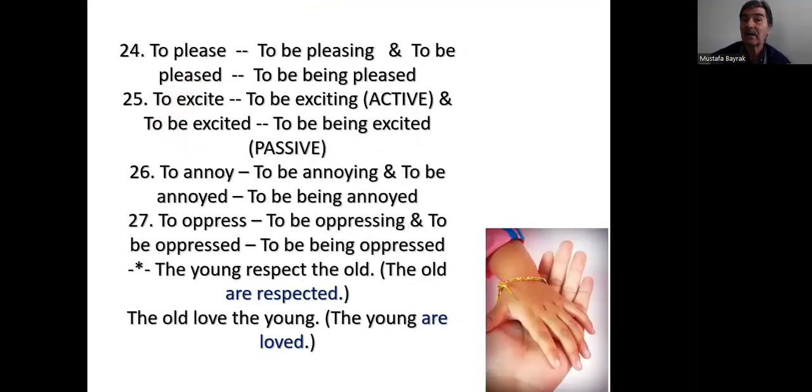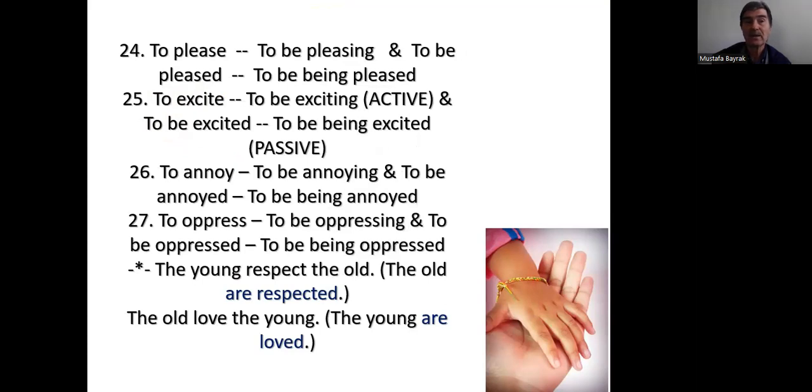Okay, to please someone. Ahmet pleases his father, for example. Every day, Ahmet pleases his father. To be pleasing, Ahmet is pleasing his father now, right now. To be pleased, Ahmet's father is pleased by Ahmet. Okay, right now, Ahmet's father is being pleased by Ahmet.